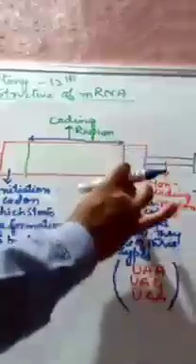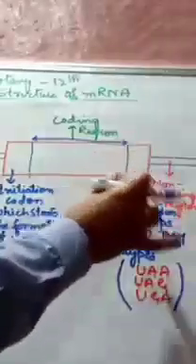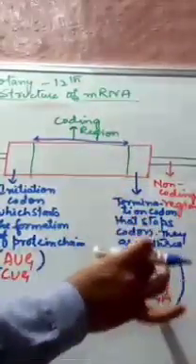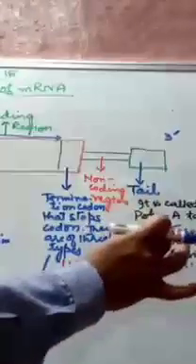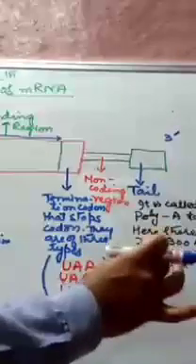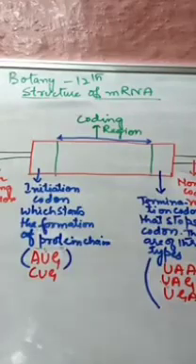Then again we have got the termination codon. These are the codons that stop this coding, and they are of 3 types: UAA, UAG, and UGA. Then we have got the non-coding region, and then we have got the tail, which is called the poly A tail. Here there are about 200 to 300 adenylate acid residues present. This is a rough diagram.